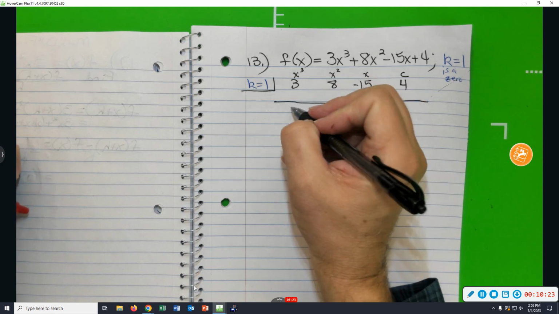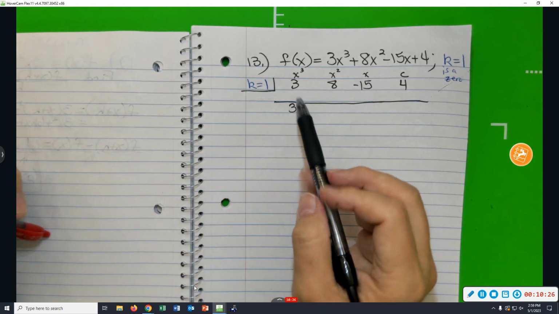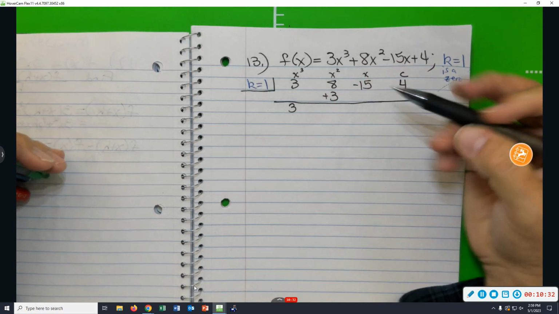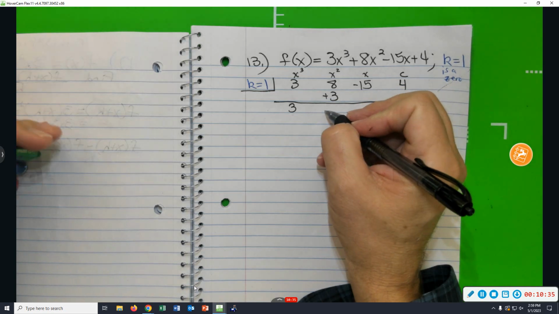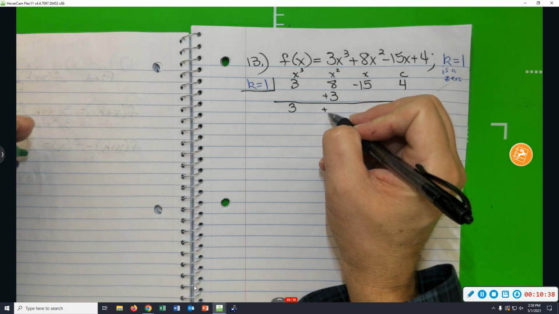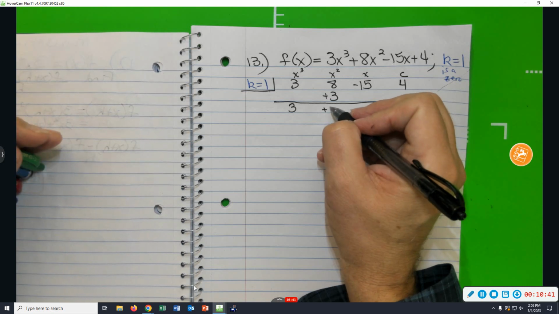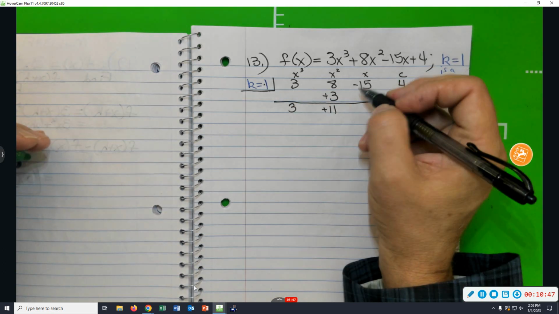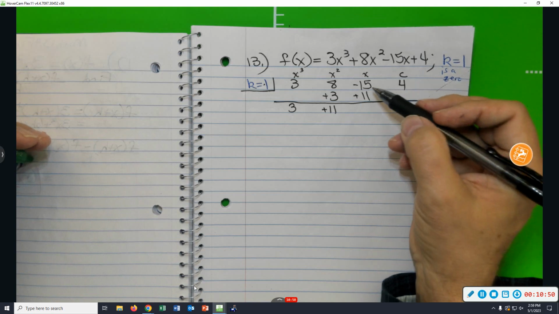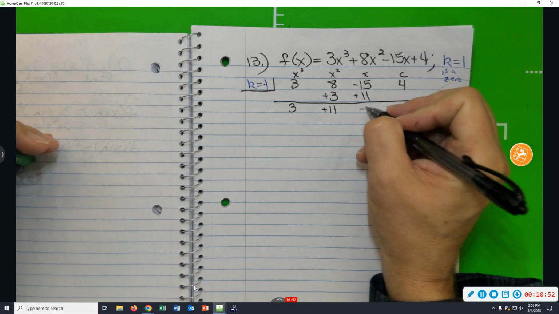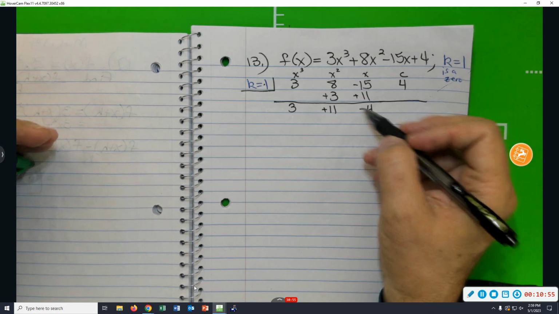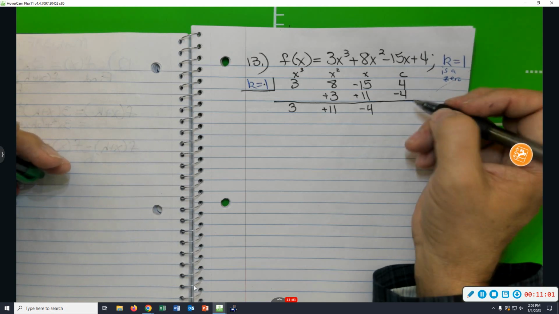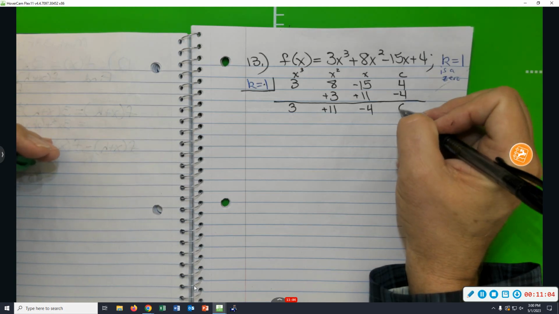We drop down that 3 to get started, and then we multiply by 1. 3 times 1 is a positive 3. 8 plus 3 gives me a positive 11. Then we repeat. Positive 11 times 1 is a positive 11. Negative 15 plus 11 gives us a negative 4. Negative 4 times 1 is a negative 4. 4 minus 4 gives me a constant of 0.